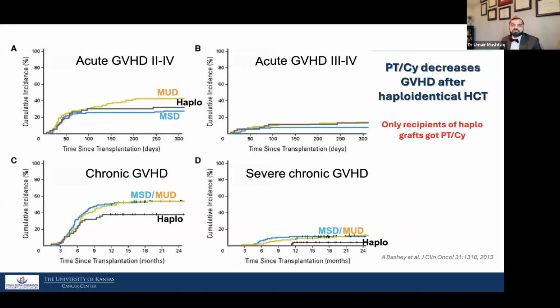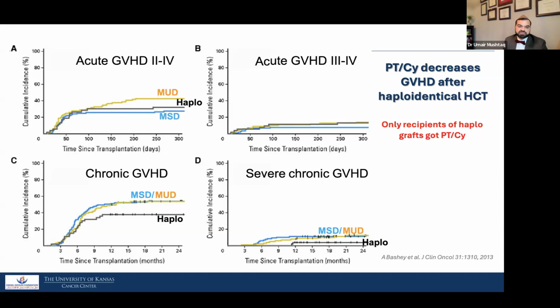This is a pictorial looking at a study that compared graft versus host disease rates in matched sibling donor, matched unrelated donor, and haplotransplants. Only the haplotransplant recipients received PTCy. The matched sibling donor and MUD transplants received the standard prophylaxis with tacrolimus and methotrexate.